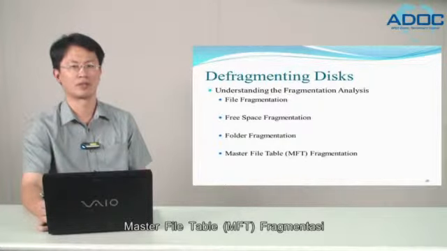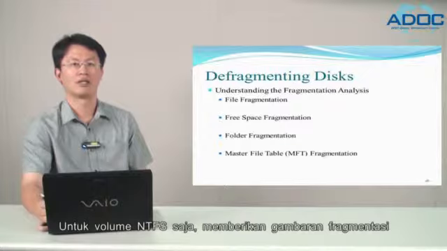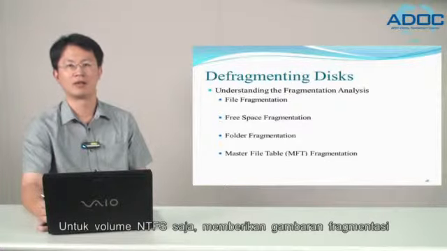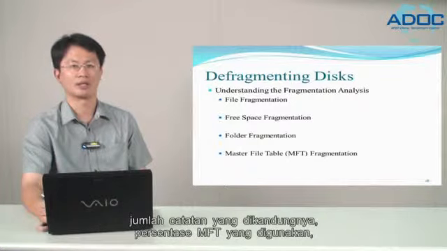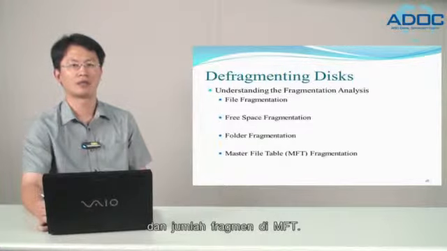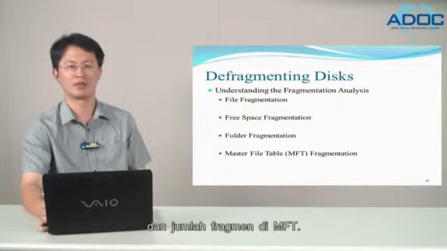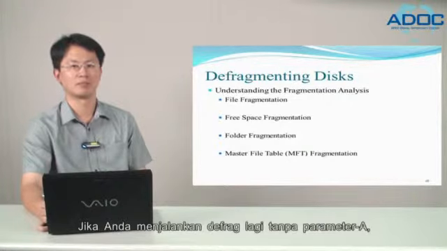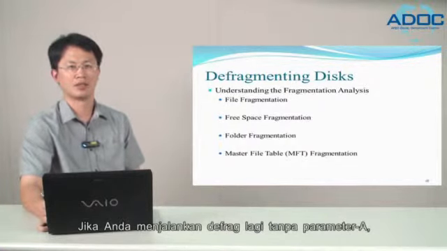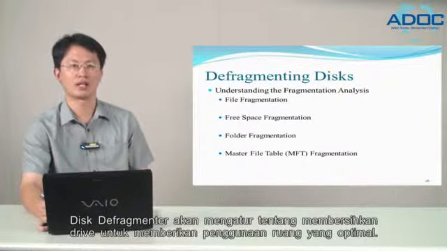And master file table fragmentation, for NTFS volumes only, gives an overview of fragmentation in the MFT, showing the current size of the MFT, the number of records it contains, the percentage of the MFT in use, and the total number of fragments in the MFT. If you run defrag again without the -A parameter, the Disk Defragmenter will set about cleaning up the drive to give optimal space usage.